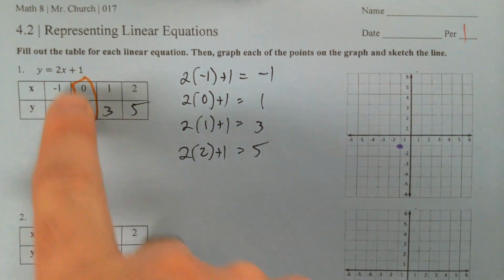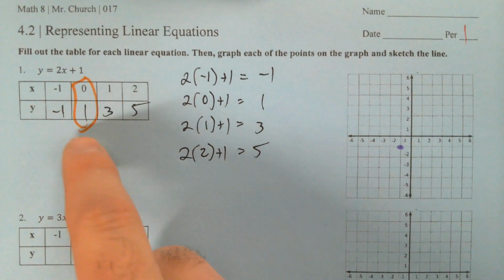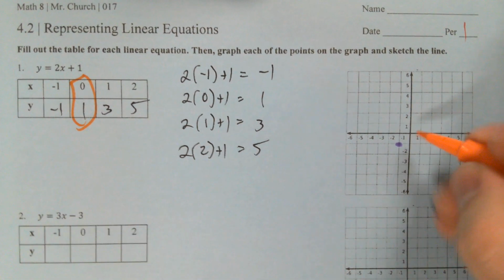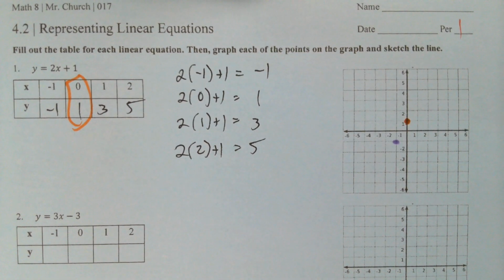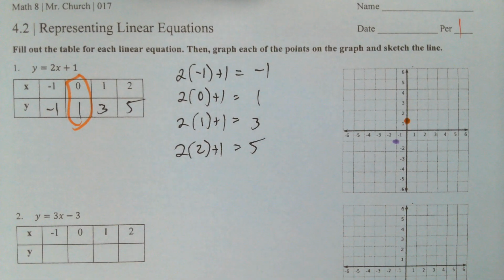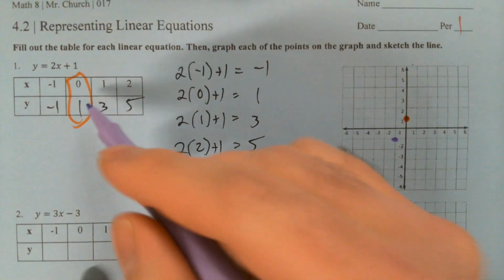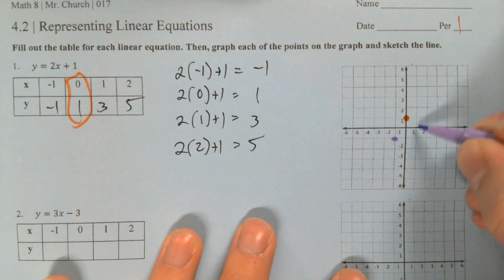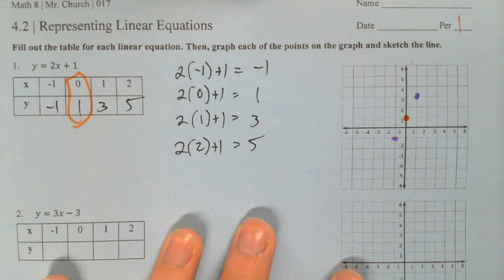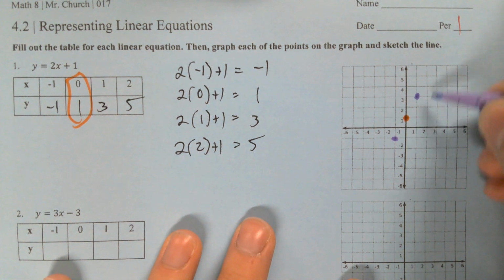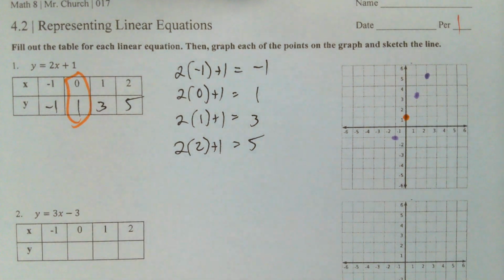Whenever we see an x value of 0, that y coordinate is going to be right there on my y-axis. That's going to be super, super important for us to note when we talk about today's lesson. 1, 3: 1 to the right, 3 spaces up, and 2, 5: 2 to the right, 5 spaces up. Once again, it should always form a perfectly straight line through each of those points.